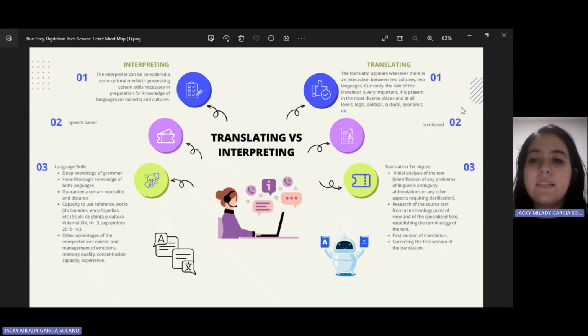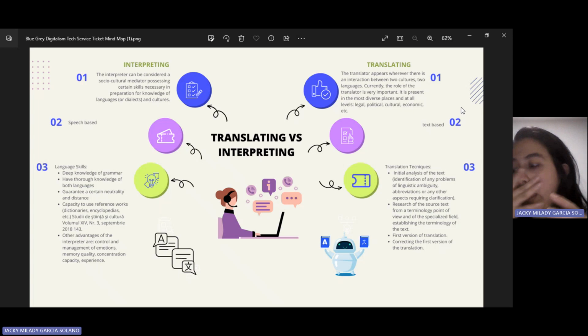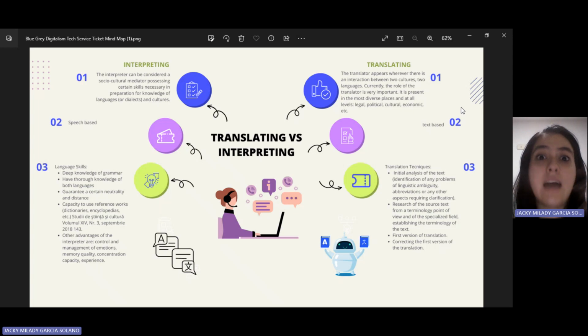On the other hand, translation needs an initial analysis of the text. It requires more study of the previous message, in this case, to identify problems, linguistic ambiguity, abbreviations, or different things that are in the text.